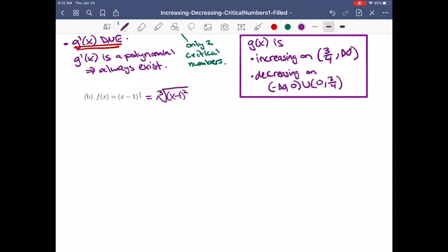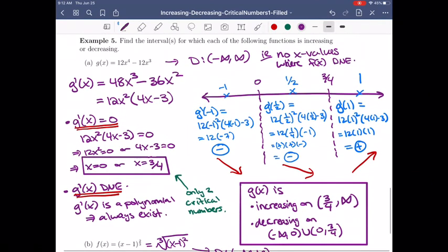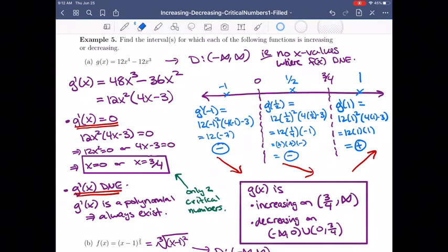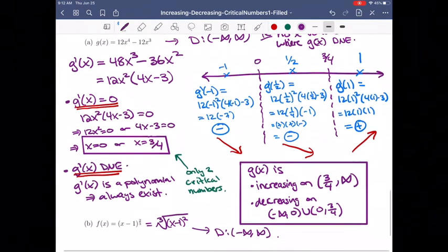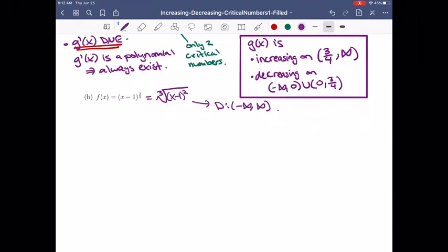Okay, when I have a cube root, it doesn't matter what's on the inside. So here the domain, again, is negative infinity to infinity. So we don't have to worry about any places where f of x doesn't exist. Oh, and I just remembered that I wrote f of x up here. It should be g of x. Sorry about that. Okay, so there's no points where the function doesn't exist.